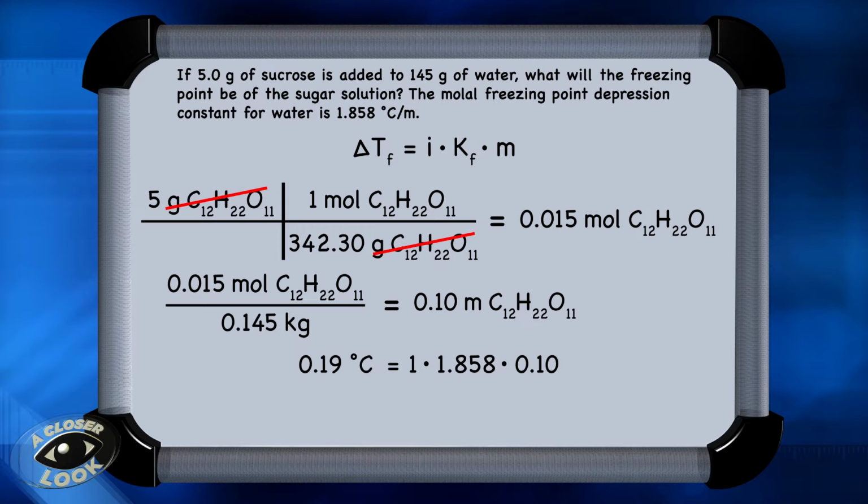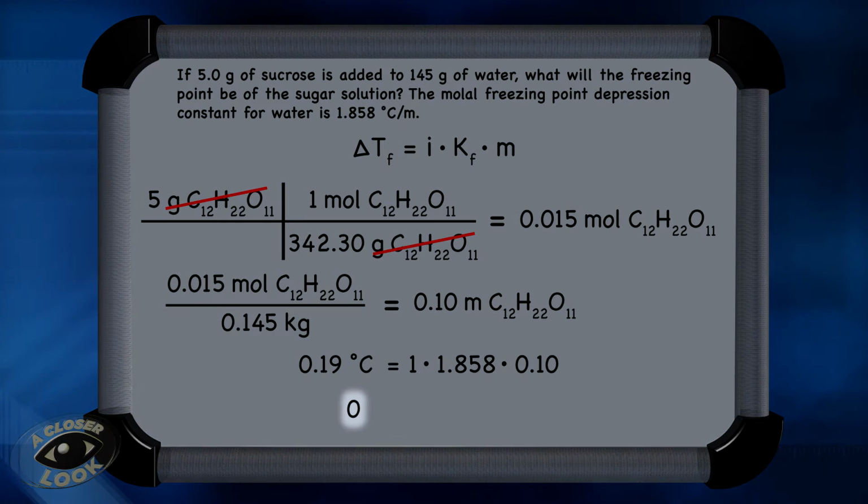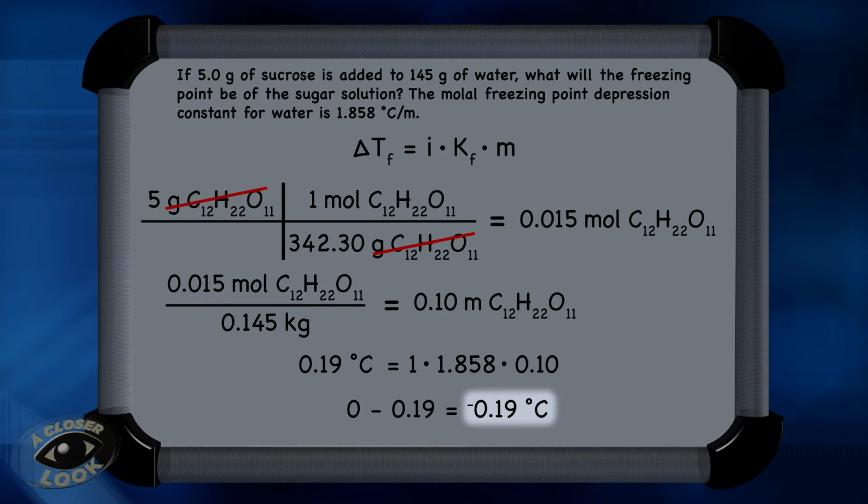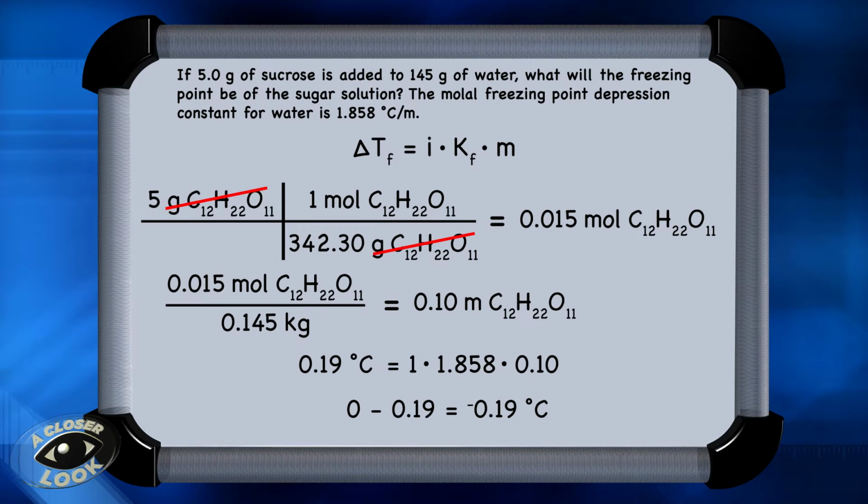If we want to know what the new freezing point of the sugar solution will be, we take the original freezing point of the solvent alone, which is 0 degrees Celsius, and we subtract the 0.19 from that. And what we have is the new freezing point of this solution, negative 0.19 degrees Celsius, and that's due to the presence of the sucrose that's been added to the solution.